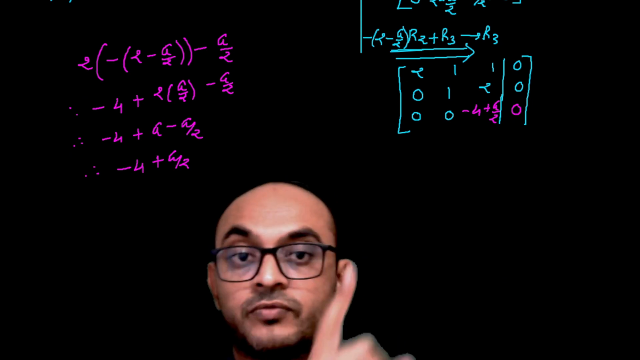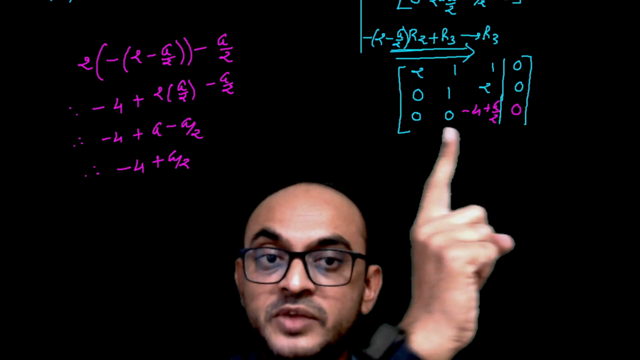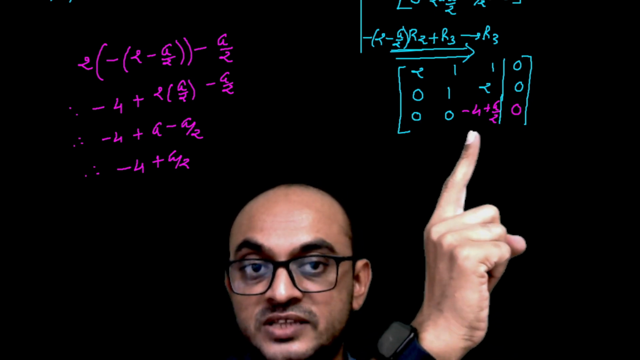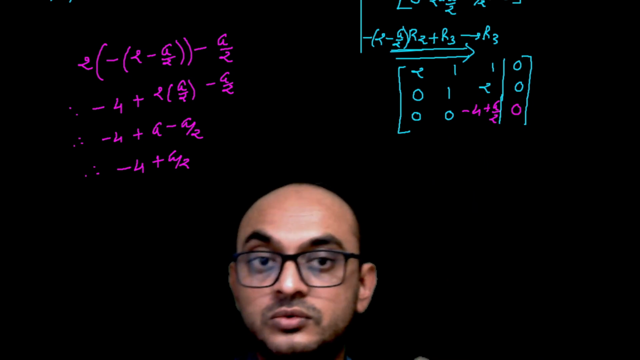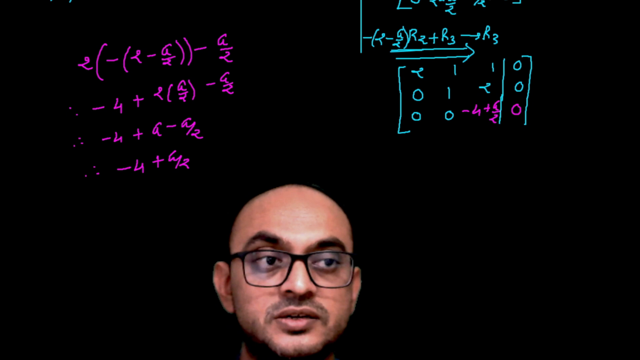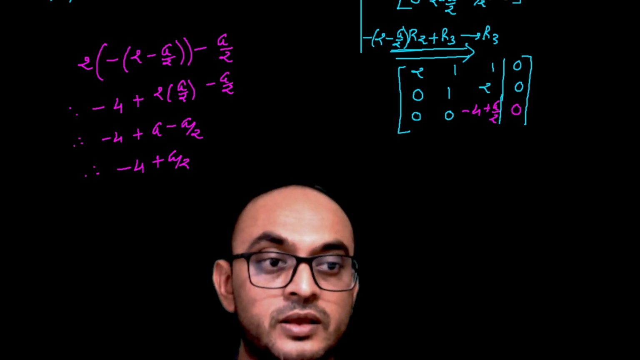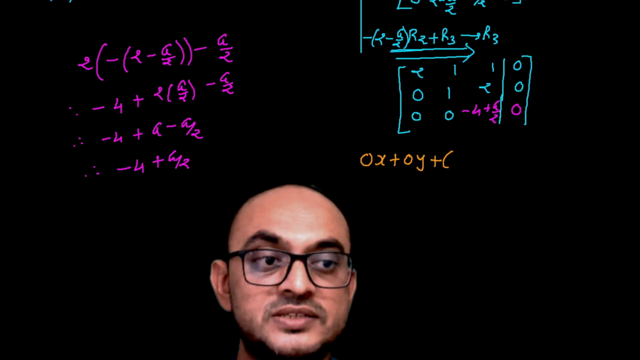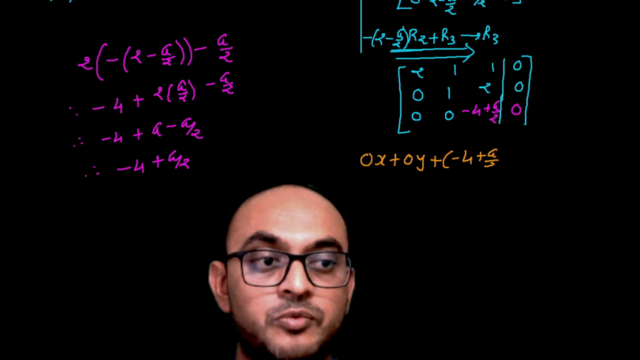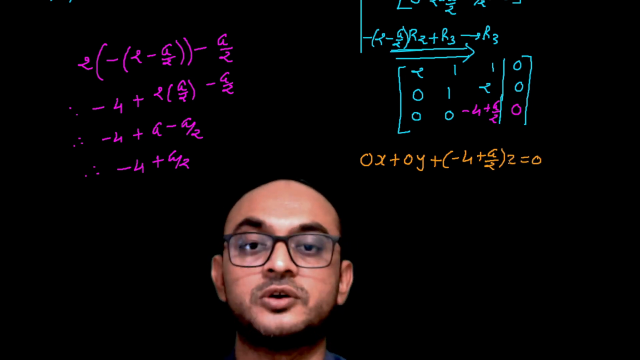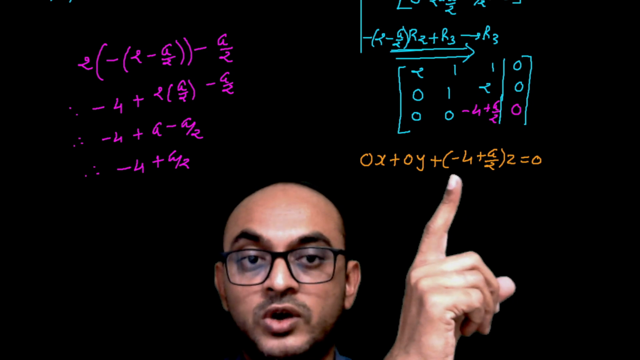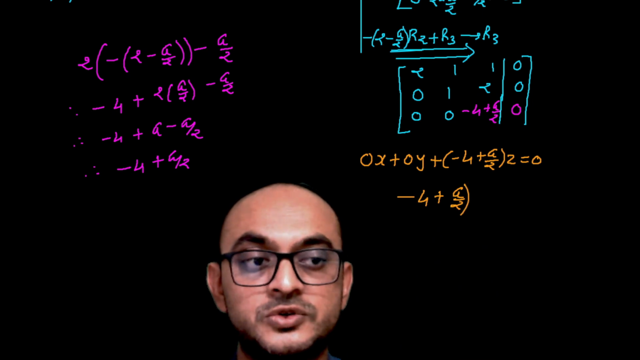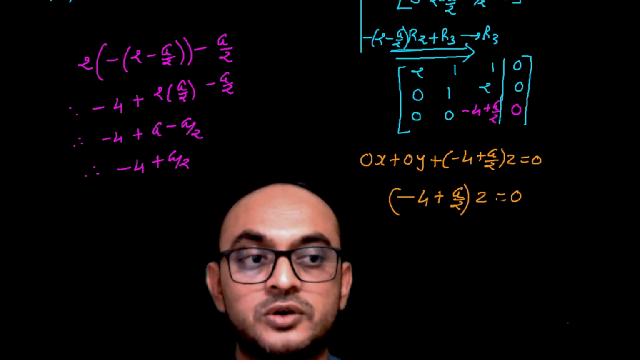Now see, in Gauss elimination, what do we mean by the third row? 0 into x plus 0 into y plus this element into z equal to 0. So when do I write it? 0 into x plus 0 into y plus this element, minus 4 plus a upon 2, into z equal to 0. So what does it mean? We have only minus 4 plus a upon 2 into z is equal to 0.